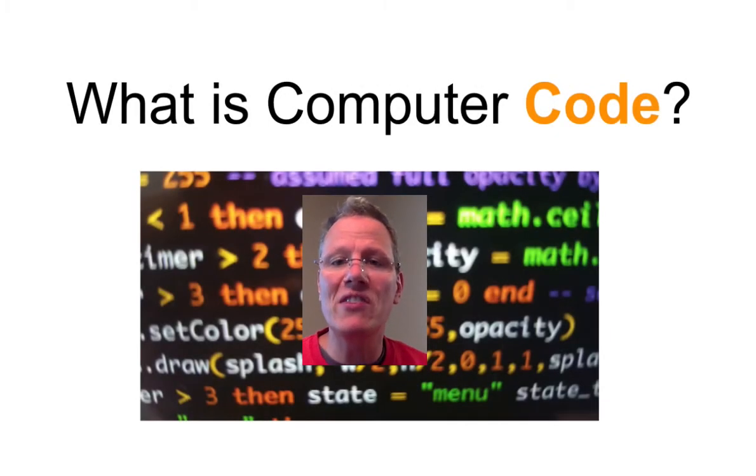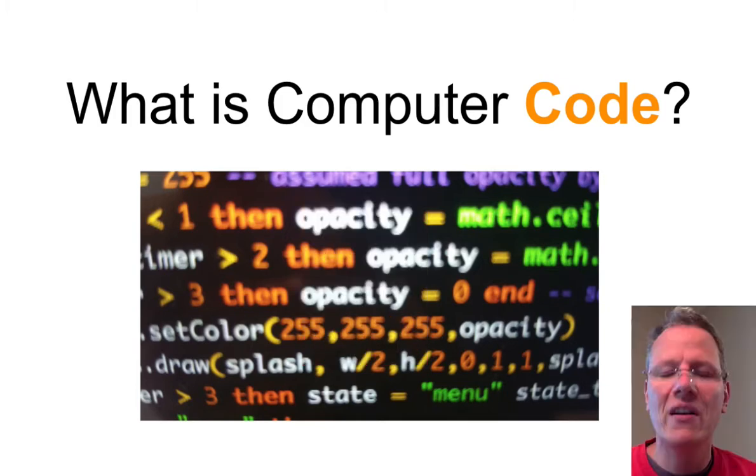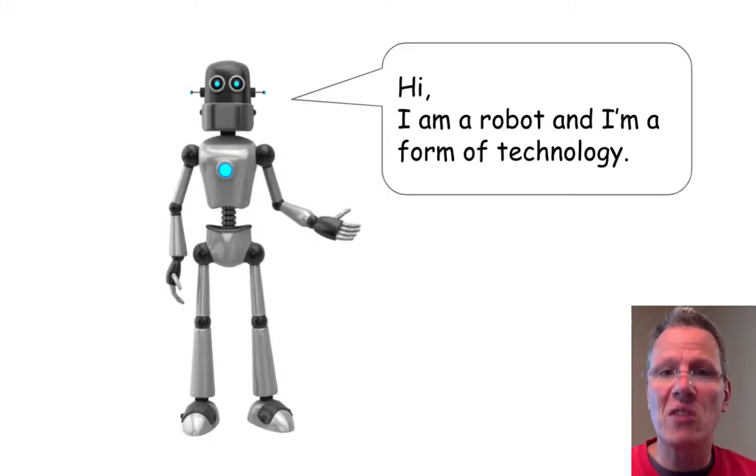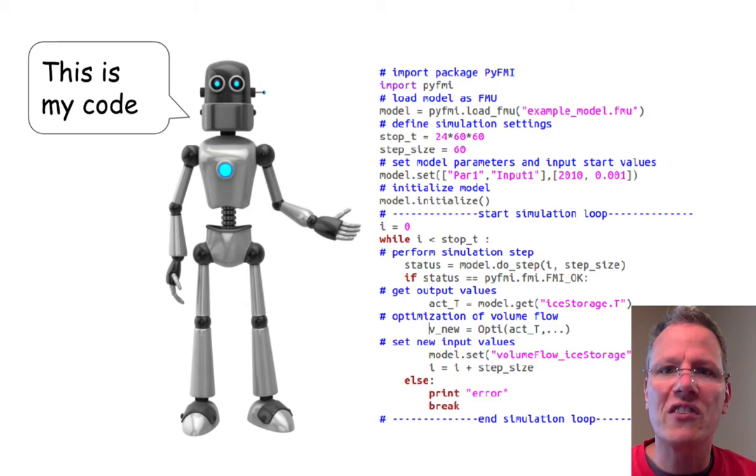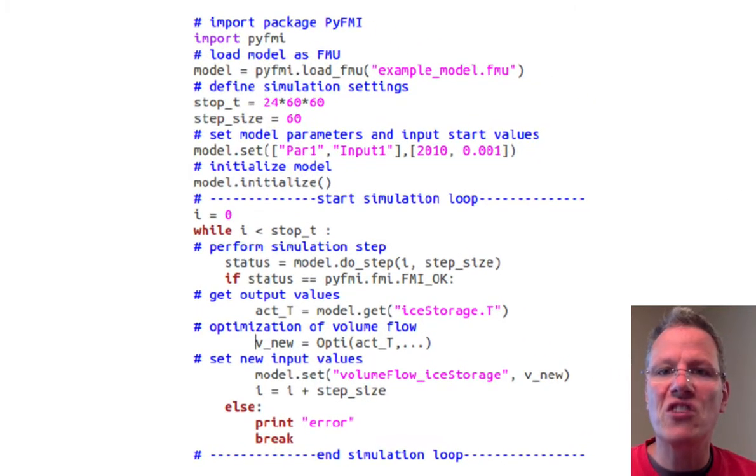Let's talk about computer code. What do we mean when we say code? You might know this already, but let's just do a really quick review. Any piece of technology that uses a computer to control it has to have some type of code that controls the computer, that controls the technology. The code is just the instructions.